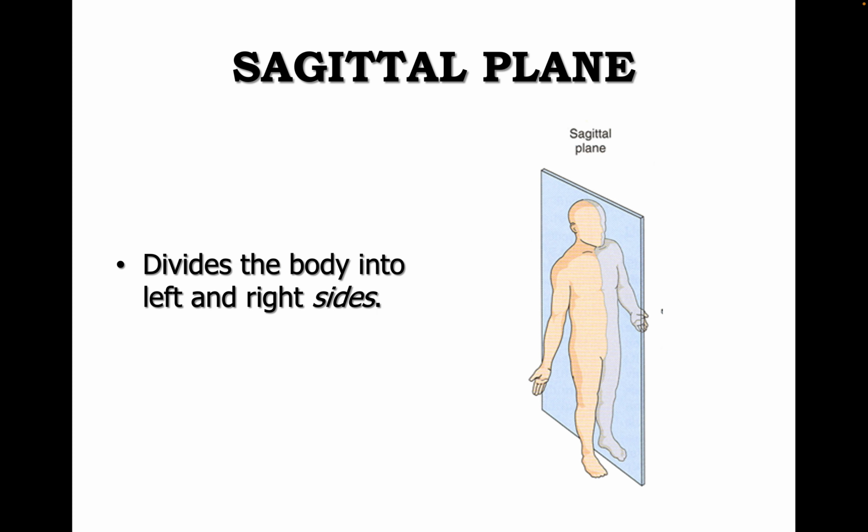So first up is the sagittal plane. Sagittal, letter S. The sagittal plane divides the body into left and right sides. So sides starts with the letter S. So the sagittal plane divides the body into the left and the right sides. And a few examples of movements that occur in the sagittal plane would be anything directly forward and backwards.